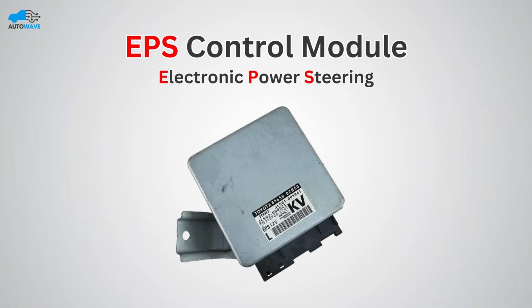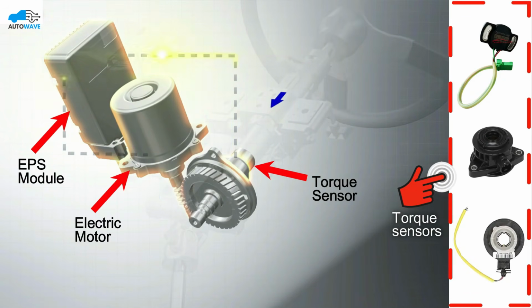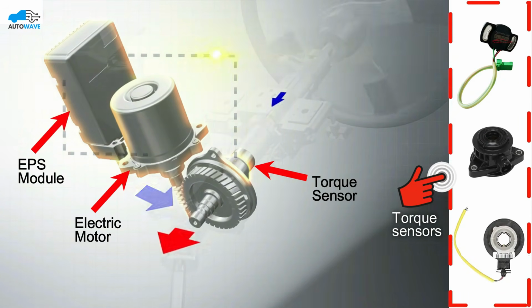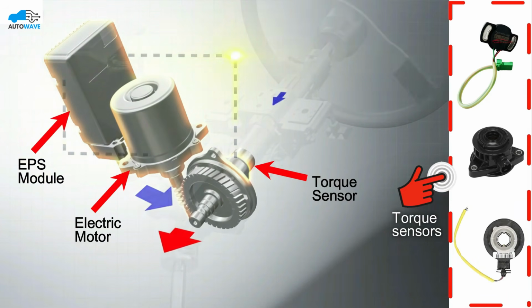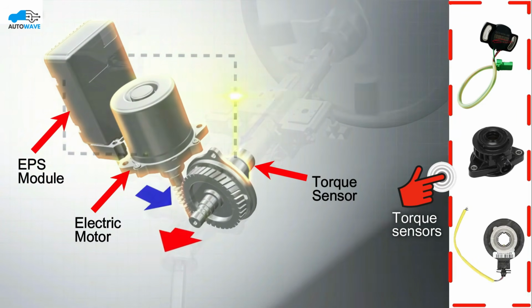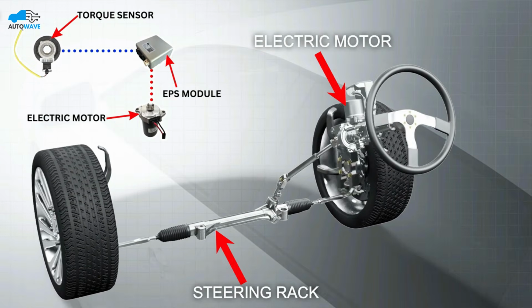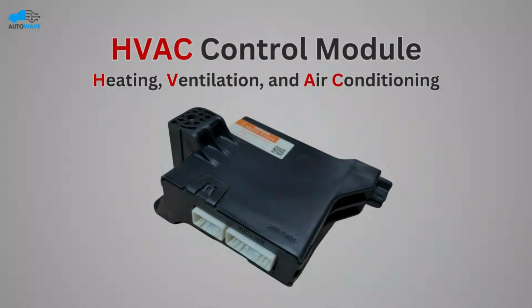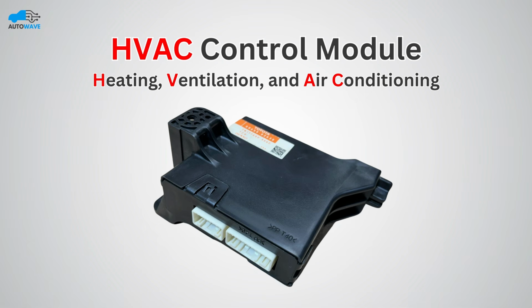EPS full form is electronic power steering. This module controls all functions of the electronic power steering. It receives data from the torque sensor and operates the electric motor, so that when the driver turns the steering, the motor gives assistance and the steering feels light and smooth. HVAC full form is heating, ventilation, and air conditioning. This module controls the air conditioning system of the vehicle.